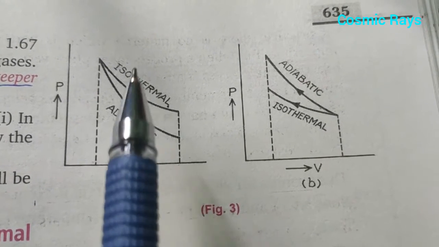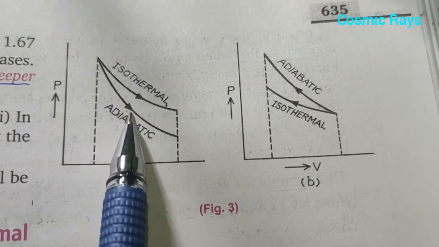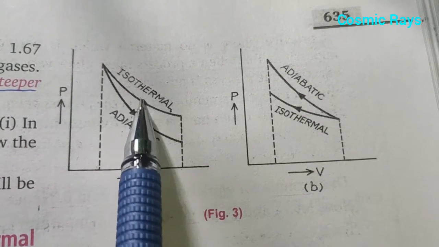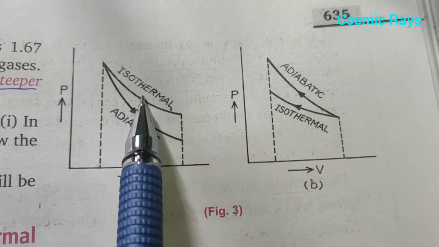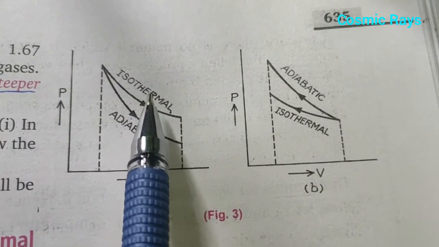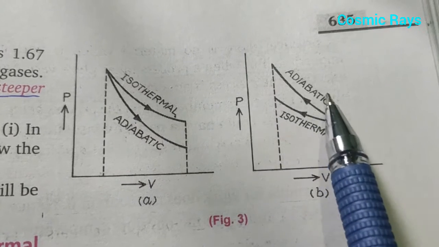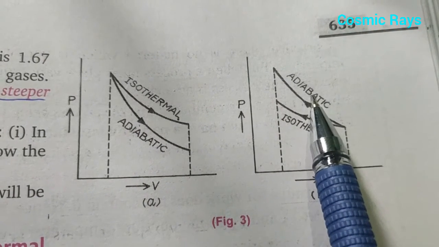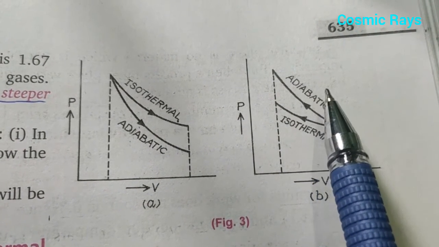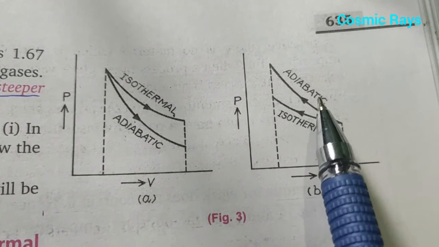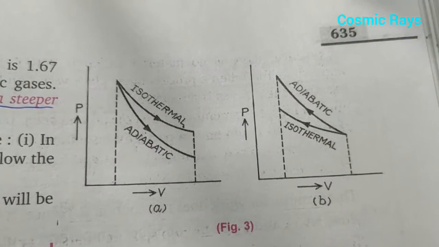Now in expansion, when we talk about expansion, this is the graph we are referring to. The adiabatic curve is below the isothermal curve and it is more steep than the isothermal curve, and in compression of the gas the adiabatic curve is above the isothermal curve, and here also we find that the adiabatic curve is more steep than isothermal curve.